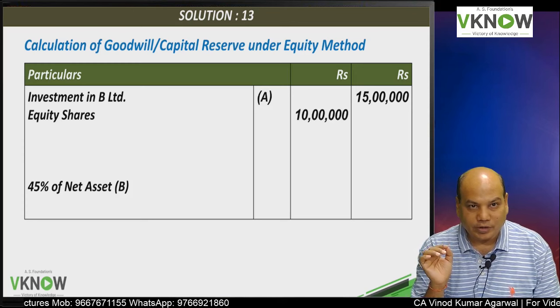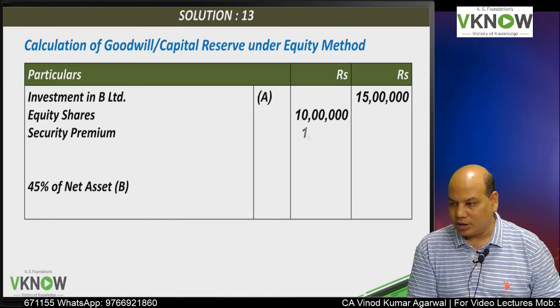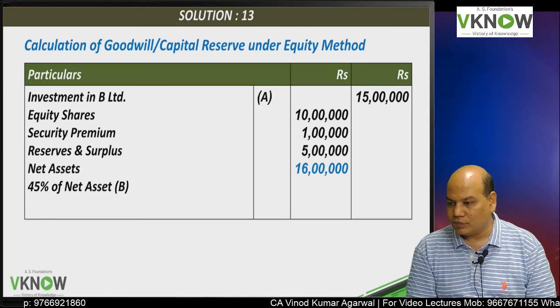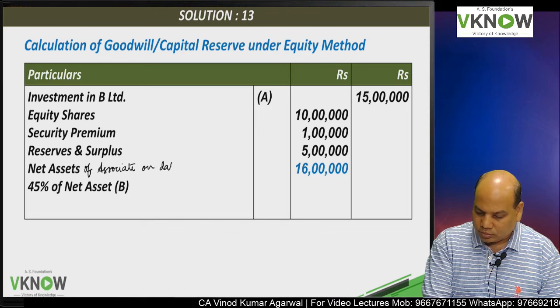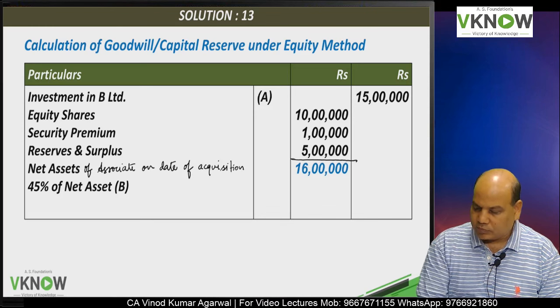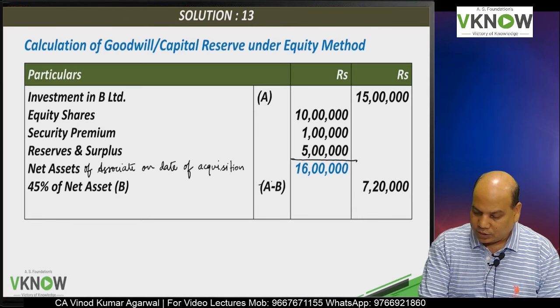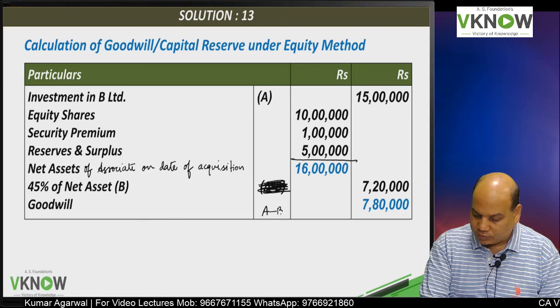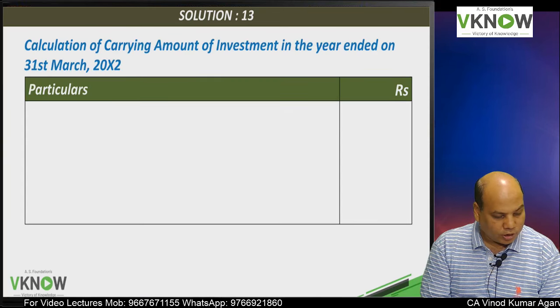Then we'll find out share in net asset of an associate. Under that we have to write in the inner column associate share capital 10 lakh, associate securities premium 1 lakh, associate reserve 5 lakh, net asset of associate on date of acquisition will be 16 lakh and 45% of net asset is 7,20,000. Therefore goodwill 7,80,000. Any query on this? We have already done so many times, you might have got bored also.